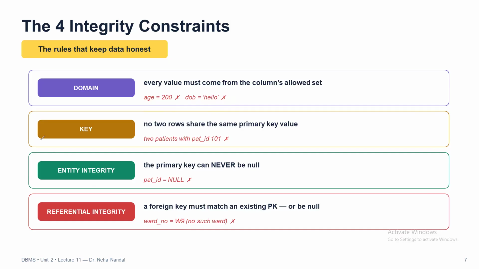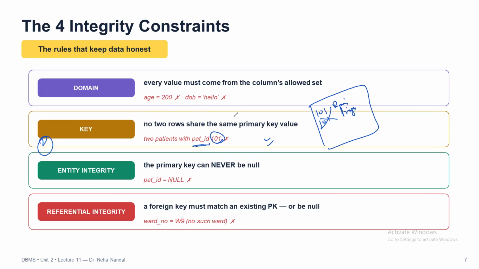Next, the second one is key constraints. No two rows share the same primary key value. Two patients with patient ID 101 are not allowed, because it is a primary key and it cannot have the same ID. If two students have the same roll number, like Ravi and Priya, that is not allowed. Priya cannot have the same ID as Ravi has.